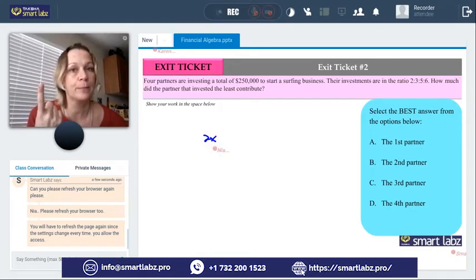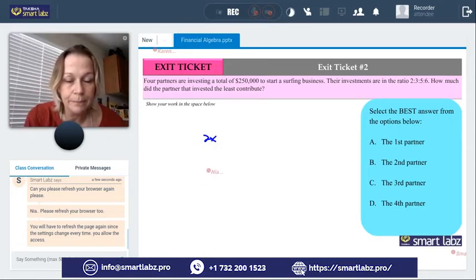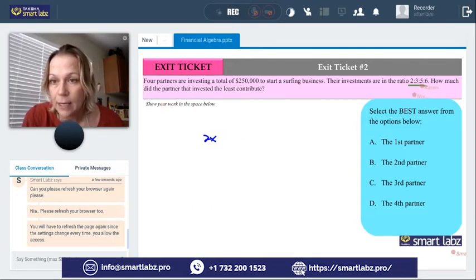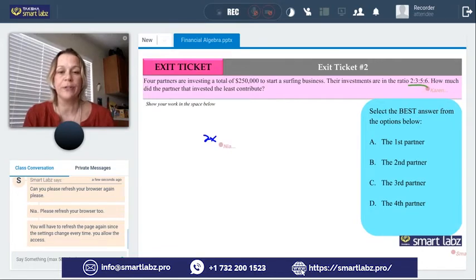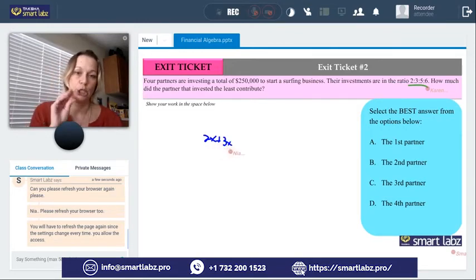Because here, the first partner is going to be the 2. The second partner is going to be the 3. And I know you can't see that ratio very well, so let me write this over here. Oh no, here it is right here. See that? Okay. So there's the first, second, third, fourth, and then whichever one.